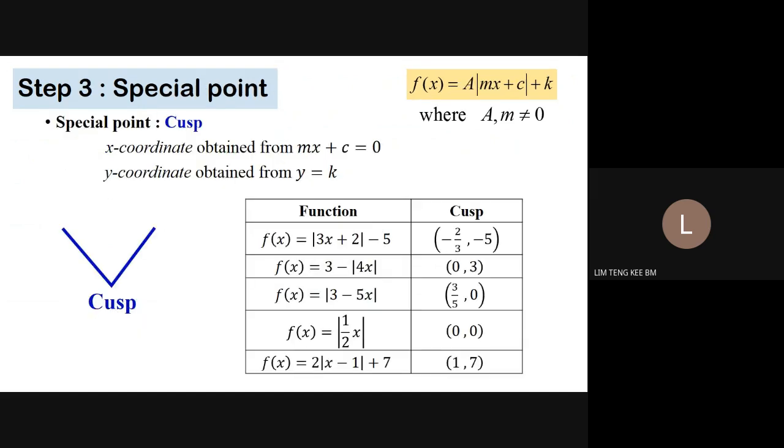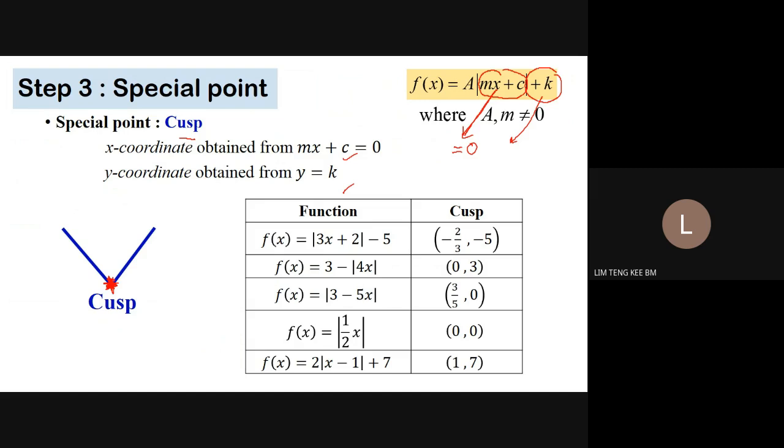In this case, we have a special point, the curves, for the absolute value function. The curves here refer to this sharp point. How we obtain the coordinates of this point is that we base on the mx plus c here. We make it equal 0 to find the x coordinate. Then the y coordinate just refers to the corresponding k here, as stated.